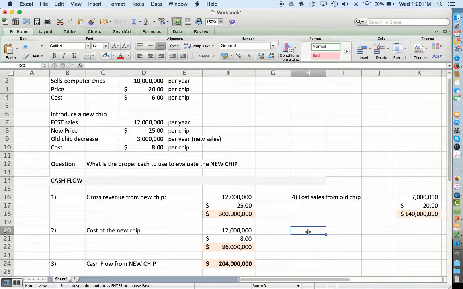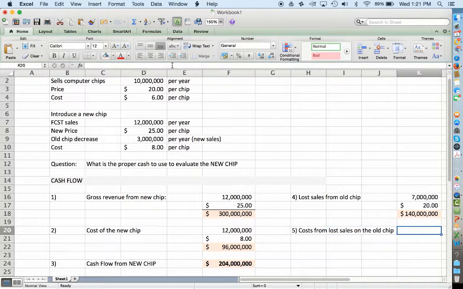Then I'm going to have the cost from lost sales on the old chip, because I'm no longer going to incur those. So I'm going to have the same 7 million in sales. The old chip costs $6.